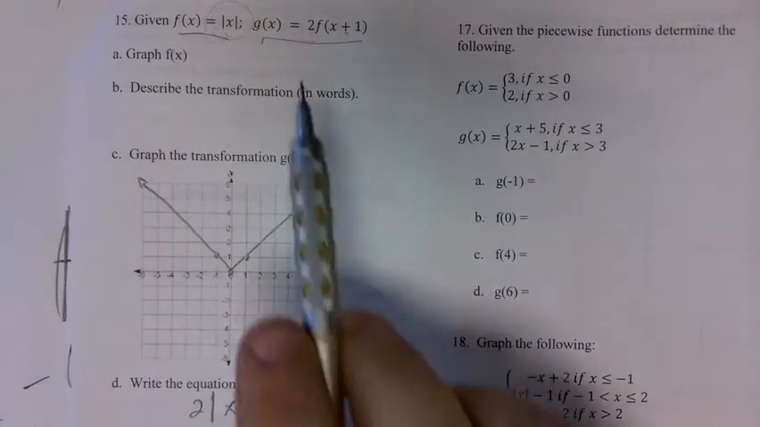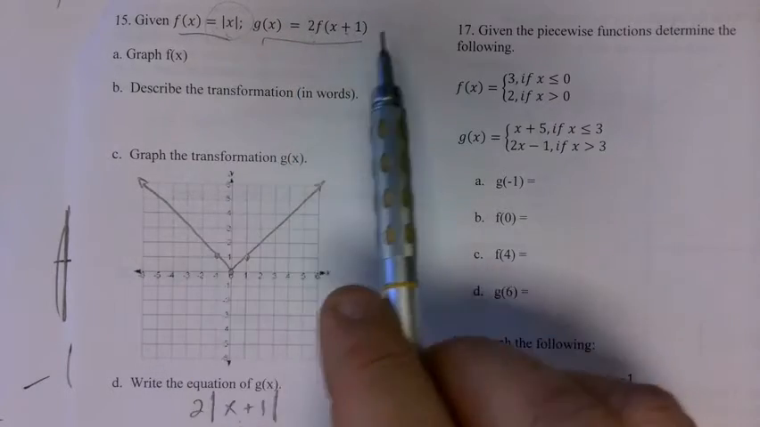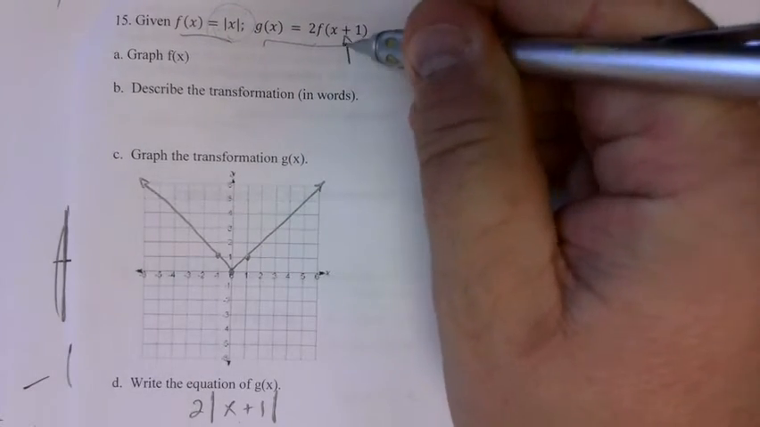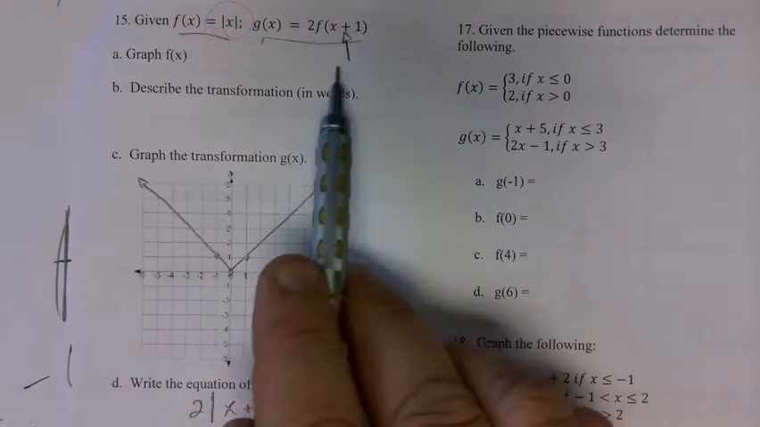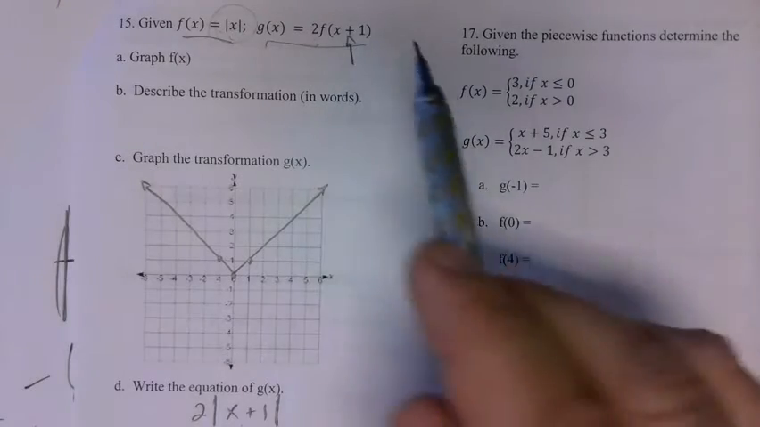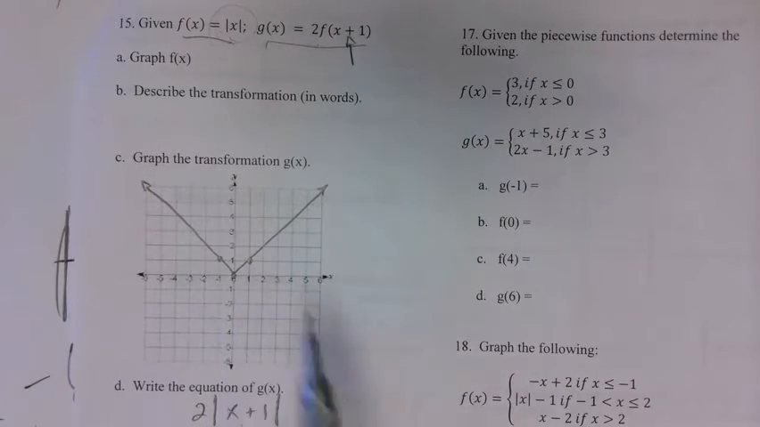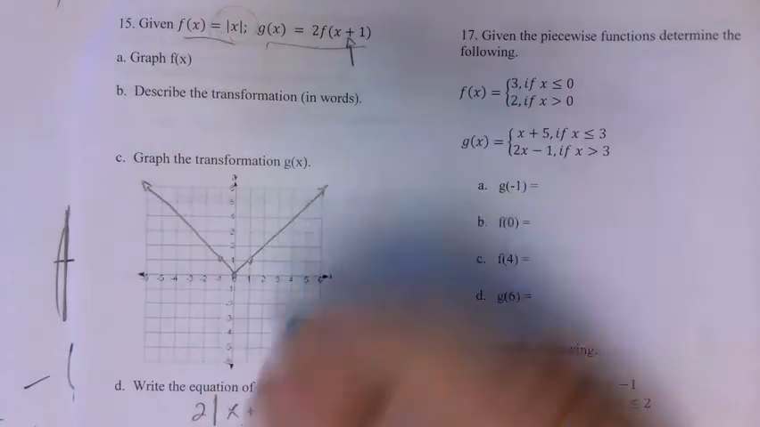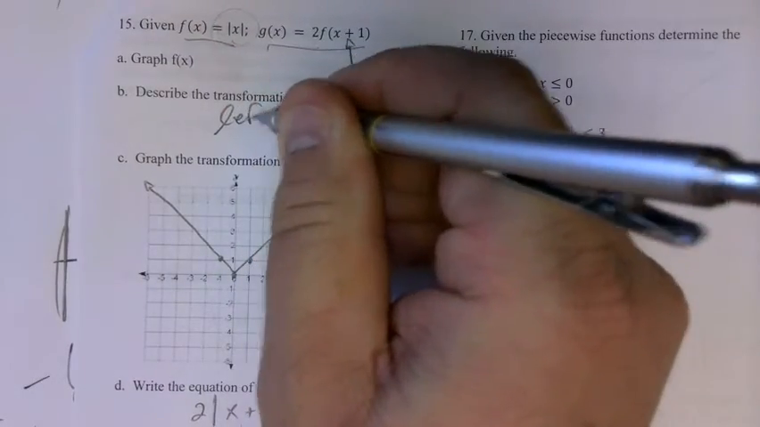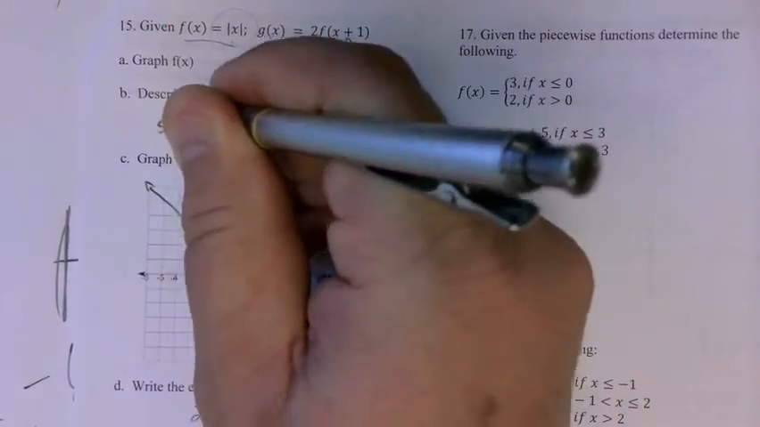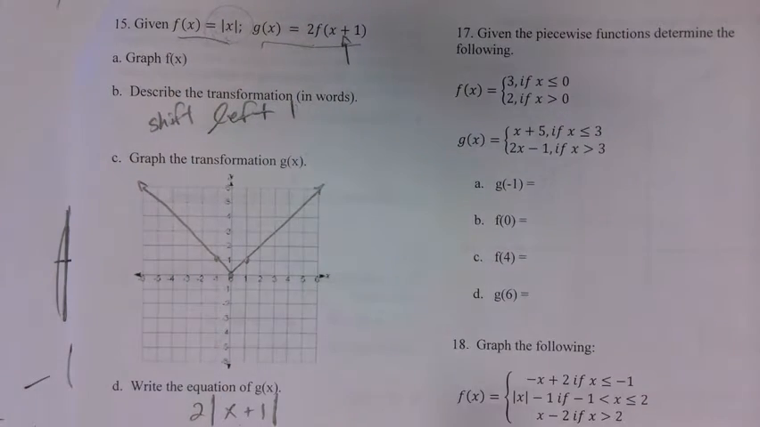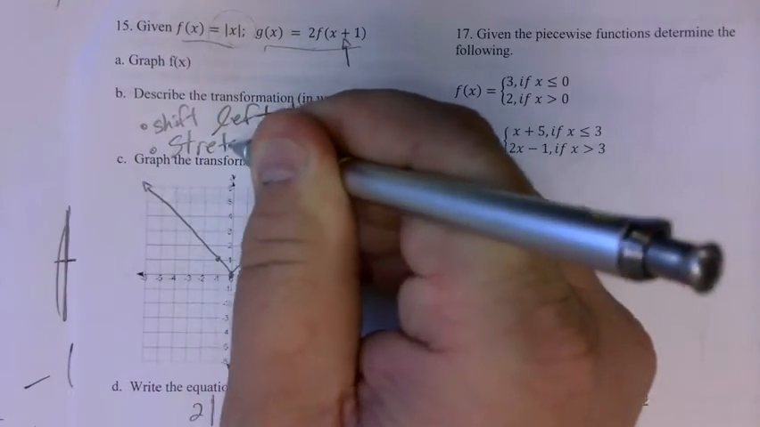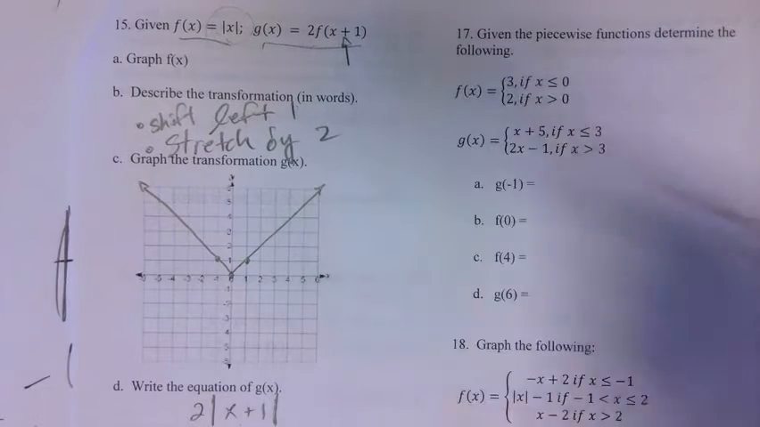Describe the transformation. Well, every single one of these things that's different is going to make a transformation. So this plus 1, adding 1 on the inside. Remember, adding or subtracting on the inside is shifting it right or left. And it's going to do the opposite of the axis. So adding 1 isn't going to shift it to positive 1. It's going to shift it to negative 1. So that's going to shift it left 1. So shift it left 1. That's your first transformation. This 2, it's being multiplied on the outside. Anything multiplied on the outside, remember, is going to stretch it. So it's going to stretch by a factor of 2.